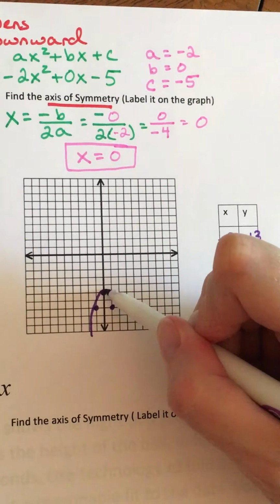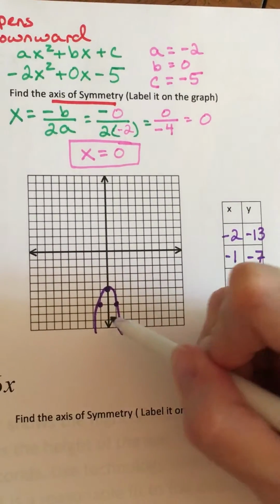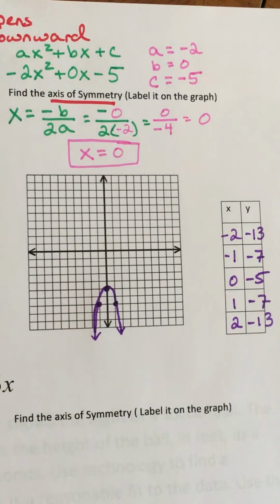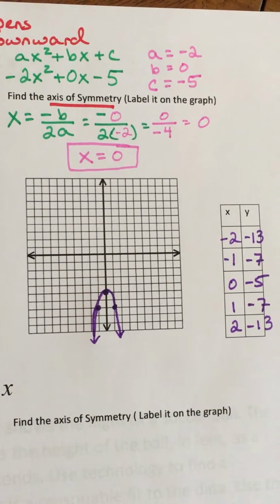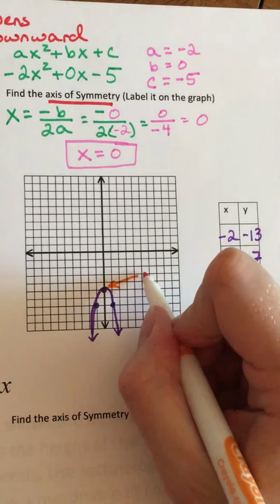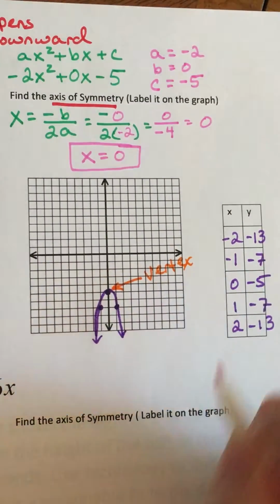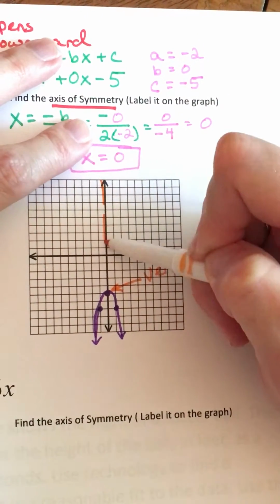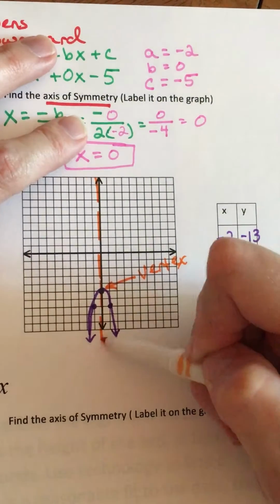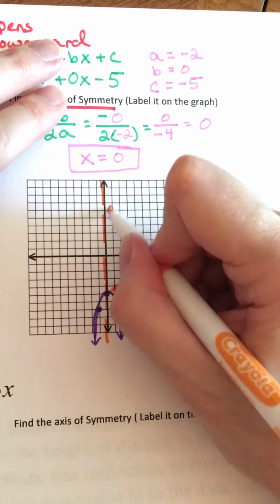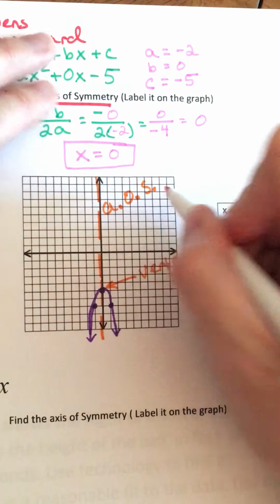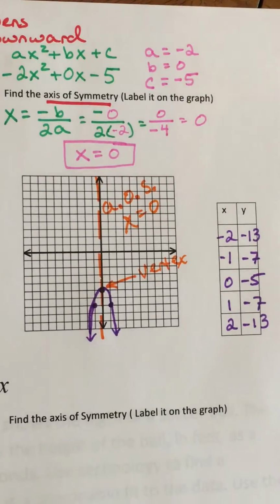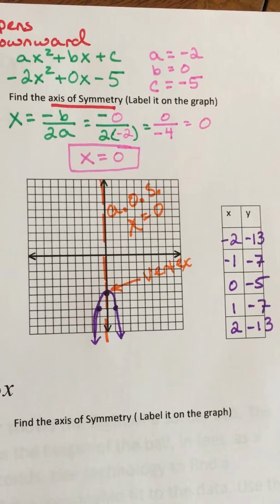So let's bring our curve through these points. There they are. Say, hey, this is my vertex. There it is. That's my vertex. And this is my axis of symmetry. This is the line x equals 0. Axis of symmetry, x equals 0. So that's the line that cuts it perfectly in half.